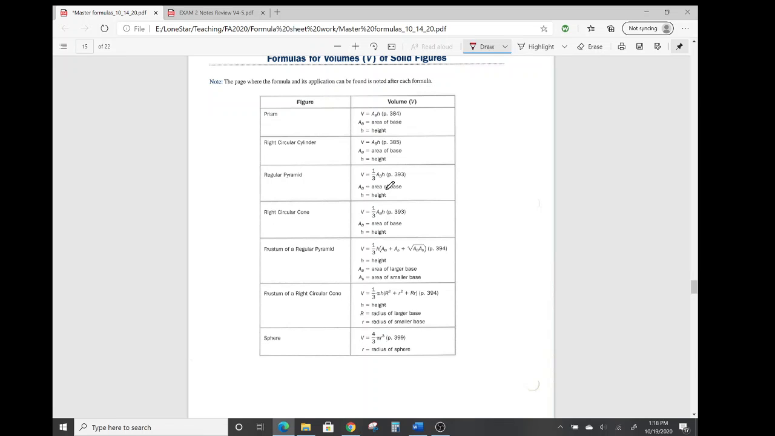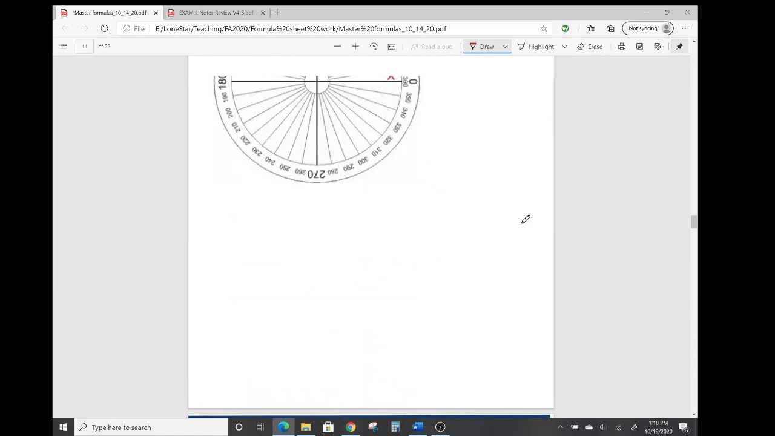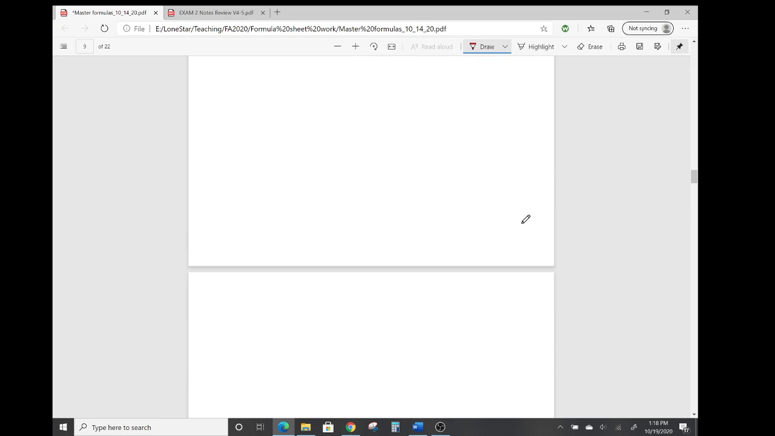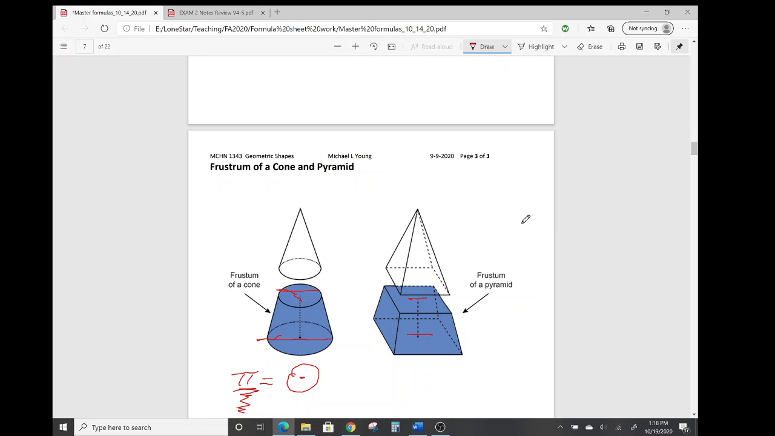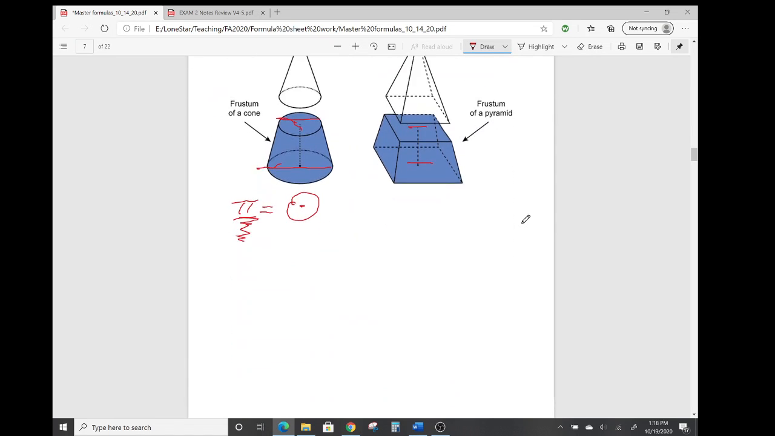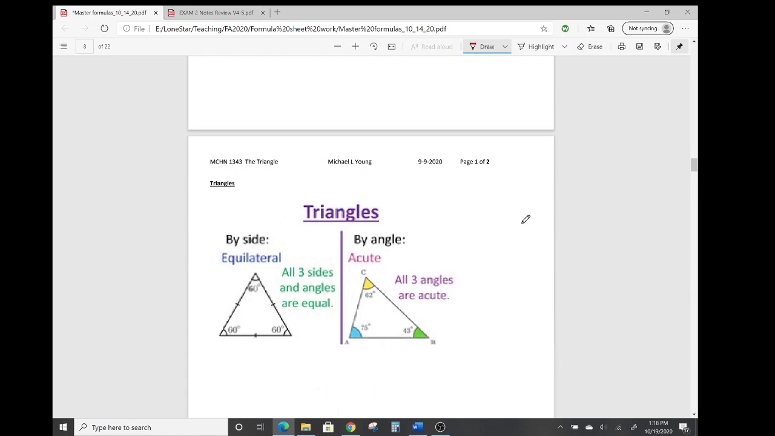Okay, let's go back up. Okay, so that's your frustrum. Sounds good to say, doesn't it? It sounds like something your mother would slap you for saying at the dinner table.